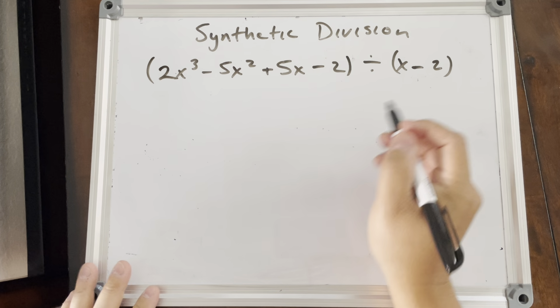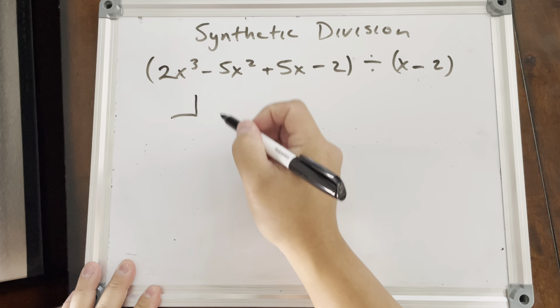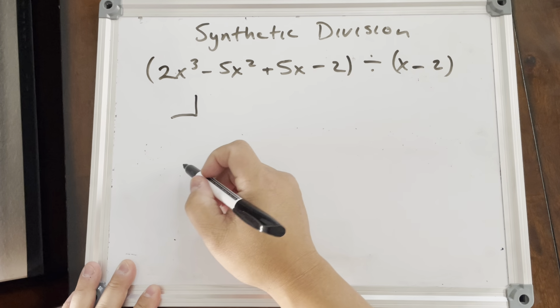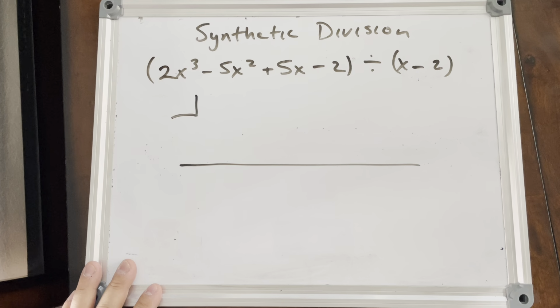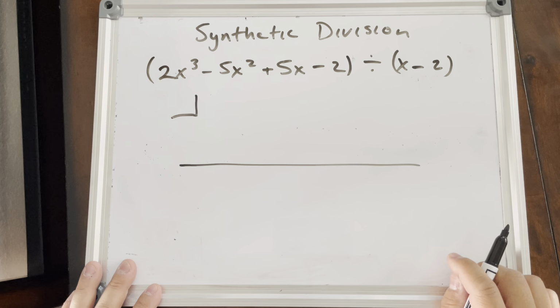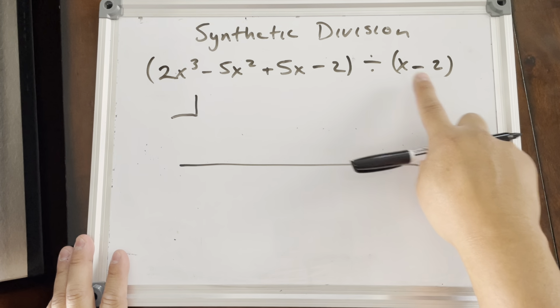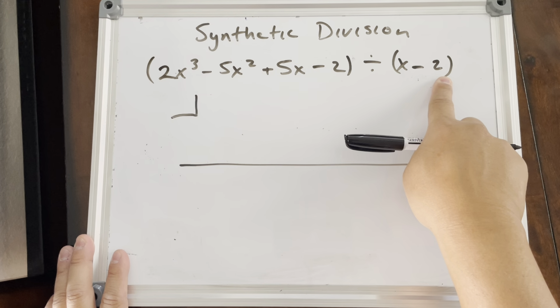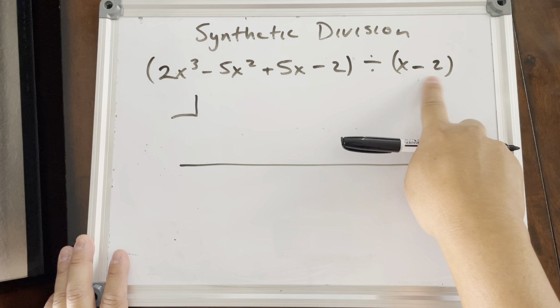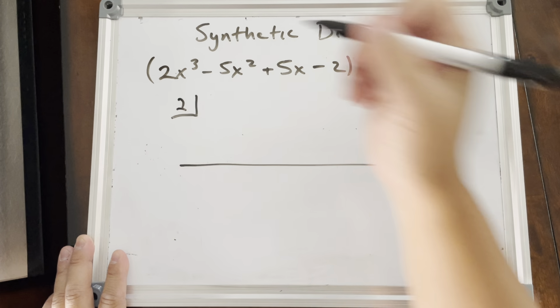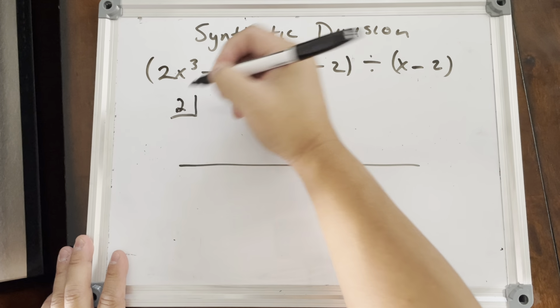The way we're going to set this up is we're always going to draw a little half box, leave a space right here, and then draw a line right here, okay? Now, for the thing that goes inside this box, we always look back here: what's being divided? It's x minus 2. You always put the opposite of this number in here. Since this says minus 2, I'm going to put a positive 2 in there.